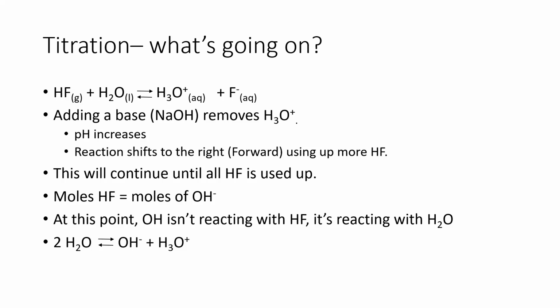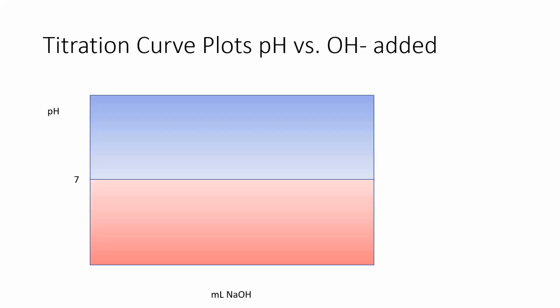So once we get to the equivalence point, the OH- isn't going to be reacting with HF anymore because there isn't any more HF. It's all been used up. And it's going to start reacting with H2O, and we get a side reaction, and we've got other stuff going on. Okay, so then the question becomes, how do we know when we've hit this equivalence point? And this is where a titration curve can be really useful.